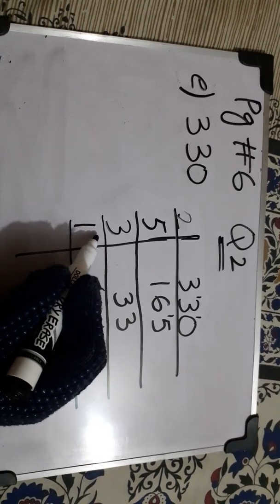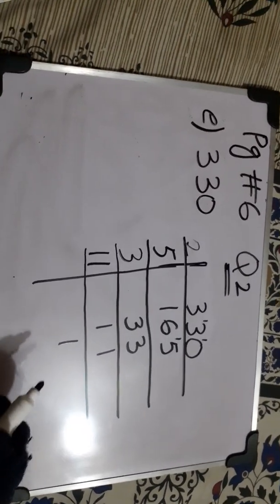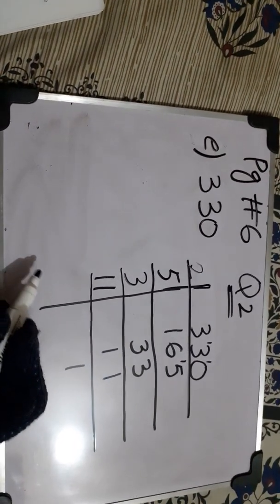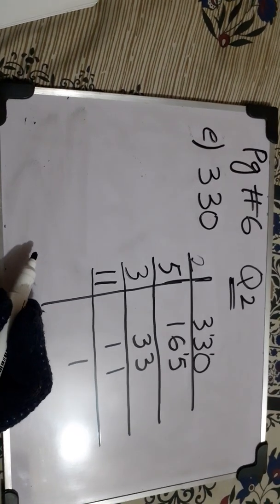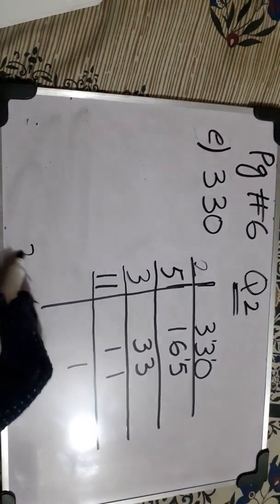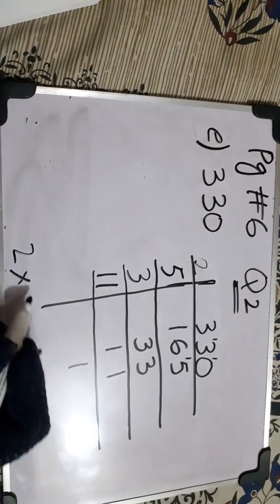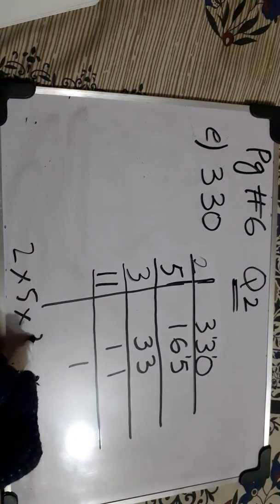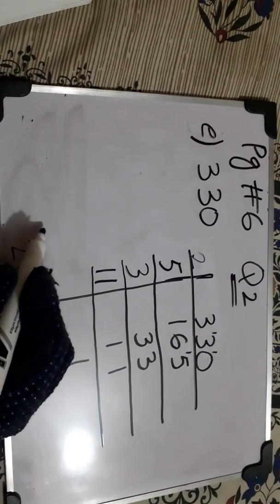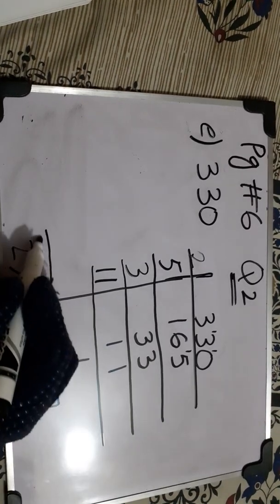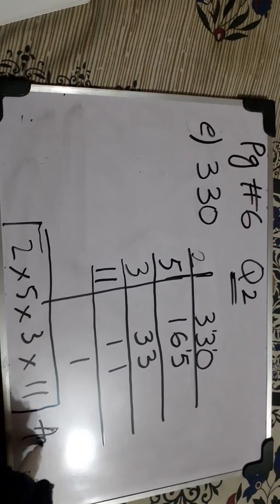It becomes 11. 3 11s are 33. Okay, now we have 11, and you know that 11 is a prime number, so 11 will be divided with 11 only, so it's 1. Look, it's so easy. 11 1s are 11. This question has been solved. So what answer do we have? 2 multiplied by 5 multiplied by 3 multiplied by 11. That is our answer.